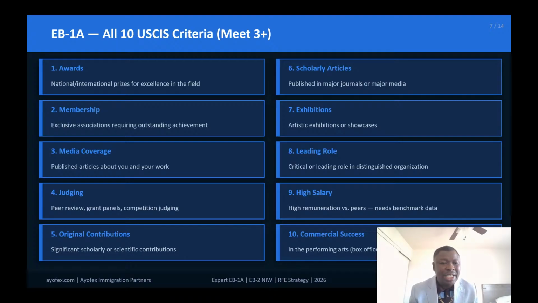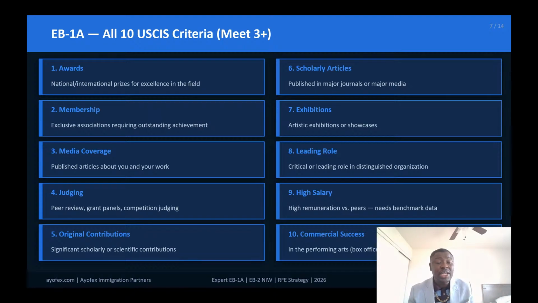The fourth one is judging the work of others in your field. Maybe you have served as a journal peer reviewer, or you have sat on grant panels, or you have been part of judging a competition. Then this can help you meet this criterion.